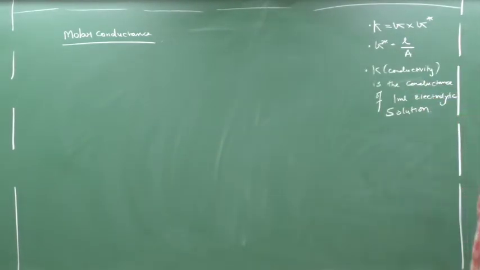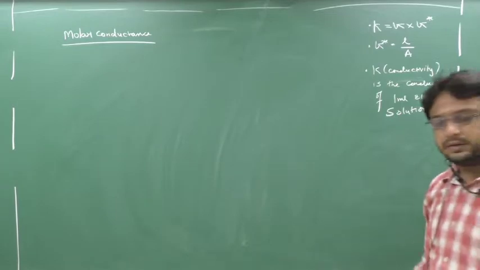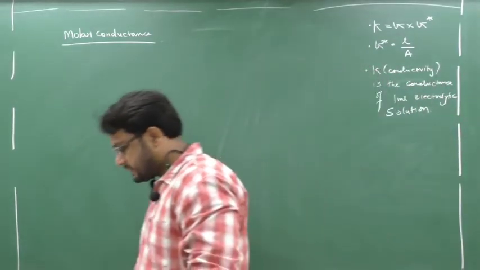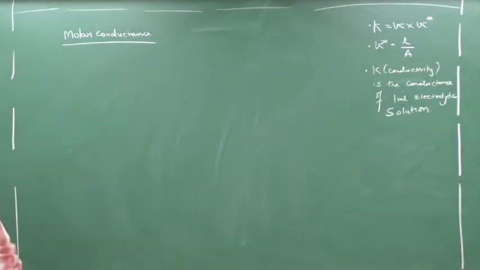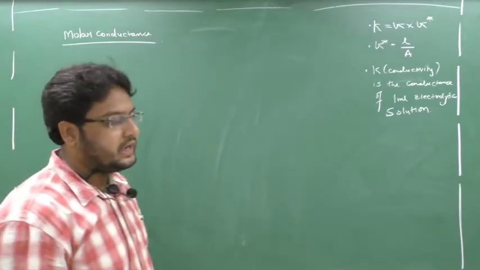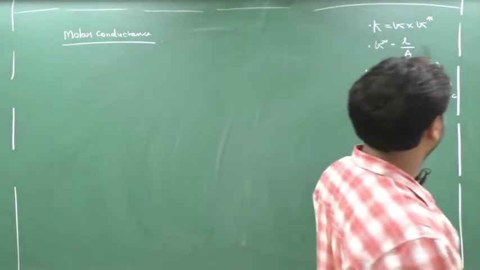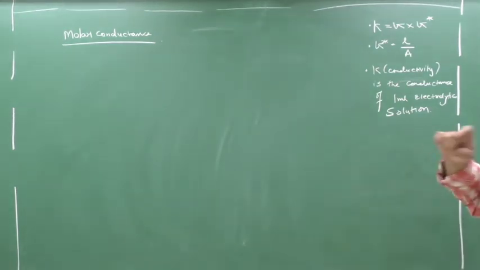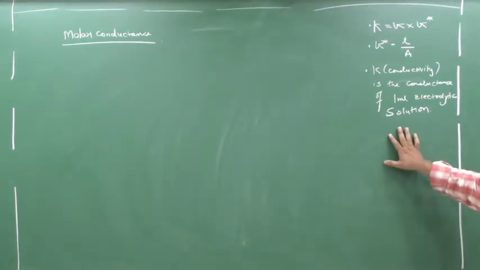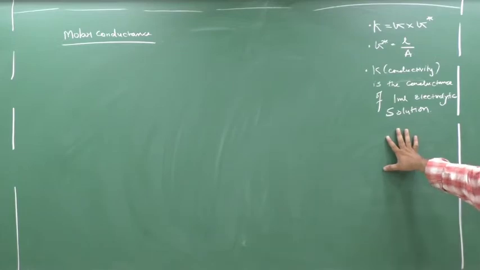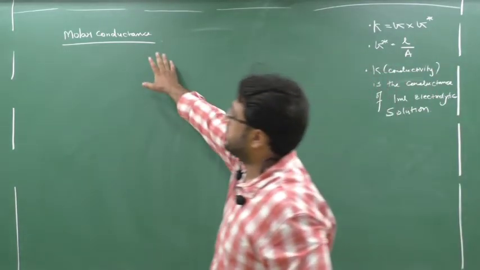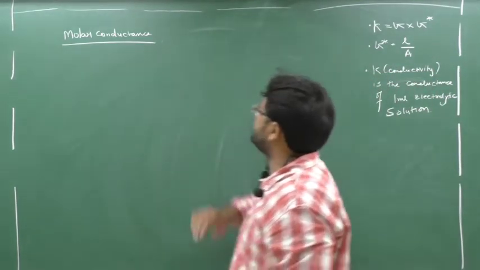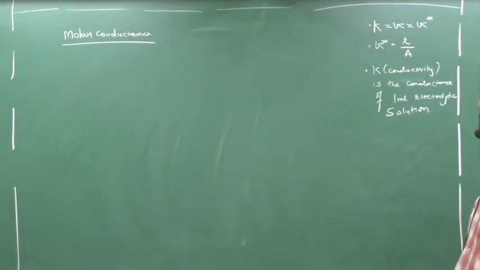Today we are going to continue the electrochemistry. Last class I explained kappa, then we did G star, conductance, conductivity or specific conductance. I have explained all this. Now today I am continuing with this lecture only. In this topic there is one more topic known as molar conductance. Clear? So before going to molar conductance, we will revise.